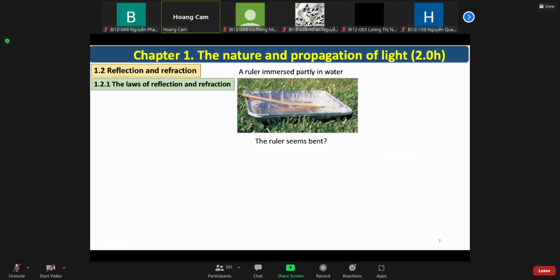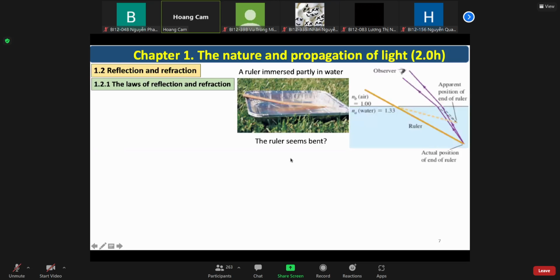Now we will discuss some phenomena happening in our daily life. If we dip a ruler inside the water like this, this part is in air and another part is inside the water. If you look at the ruler in air, we see that it's straight. But if we immerse it inside the water like this, we feel that the ruler is bent, right?